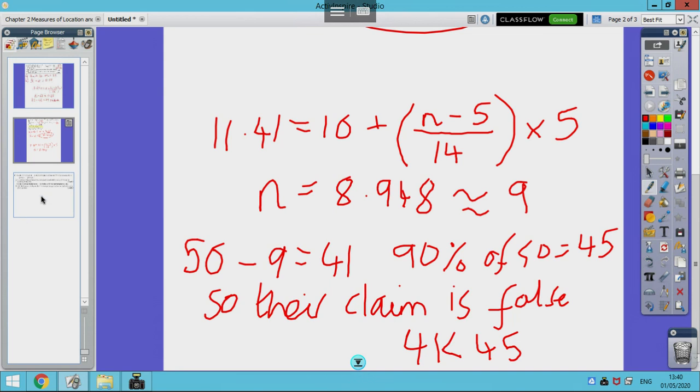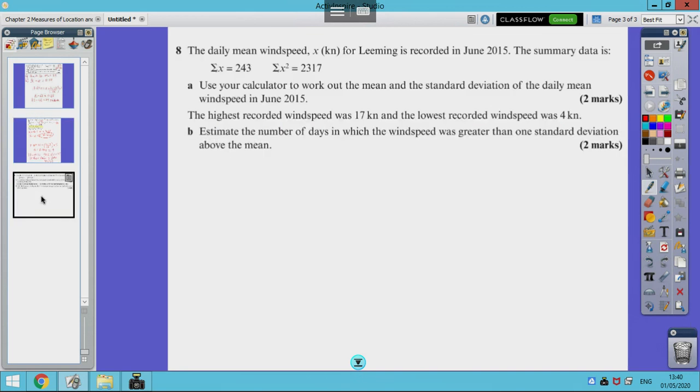Now, question 8 is exactly the same kind of thing, especially part B: estimate the number of days in which the wind speed was greater than 1 standard deviation above the mean. Same sort of thing. Here you've got your upper class boundary, and here you've got your lower class boundary. Here you've got all the detail that you need to work out the mean and the standard deviation. Just in case you don't know, there are 30 days in June, if that helps you out.